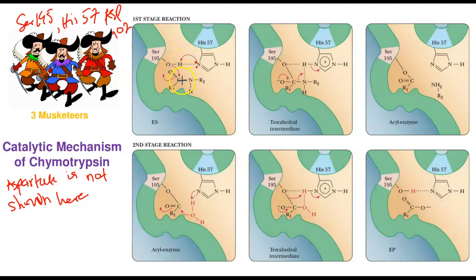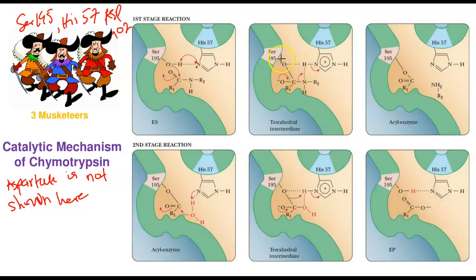What does it do now? Serine now goes on to attack the carbonyl carbon of the peptide. And this carbonyl carbon of the peptide will now be destabilized, and that will now attack this oxygen here, and that will lead to the first formation of the tetrahedral intermediate. In the tetrahedral intermediate, what do you see?